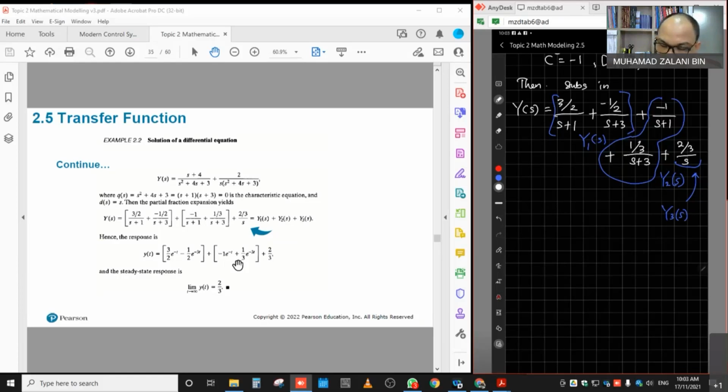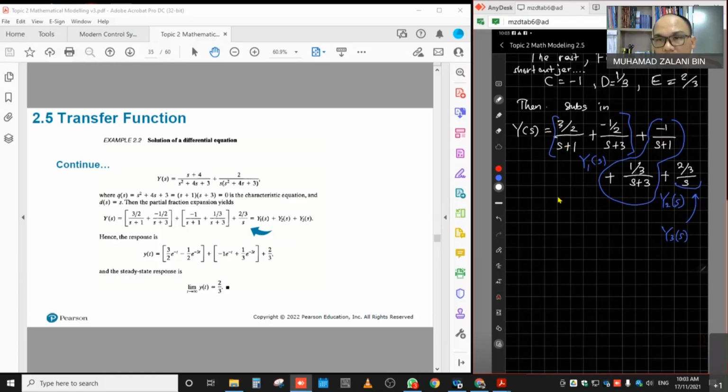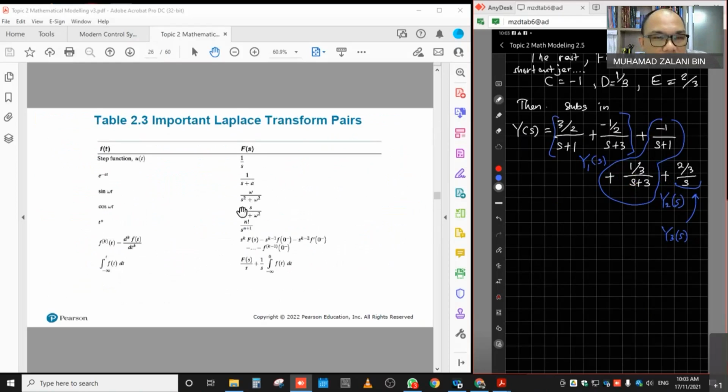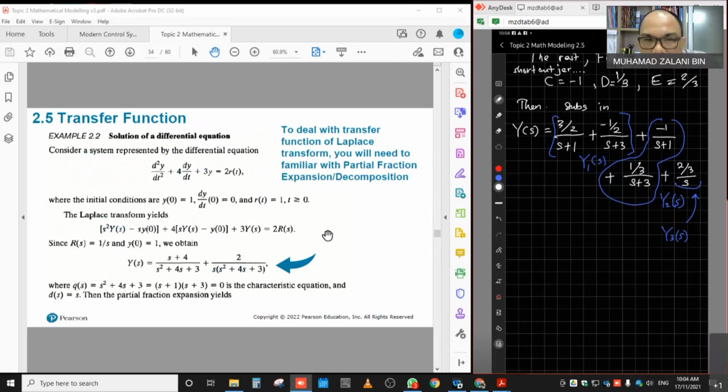After we got this form, 3/2 over s plus 1, plus -1/2 divided by s plus 3, plus -1 divided by s plus 1, plus 1/3 divided by s plus 3, plus 2/3 divided by s. So when we got that form, we can simply use the table, which is basically the exponential function. We want to transform from F(s) back to f(t), based on the form 1/(s plus a). If we transform it back to f(t), we get e to the power of -at.